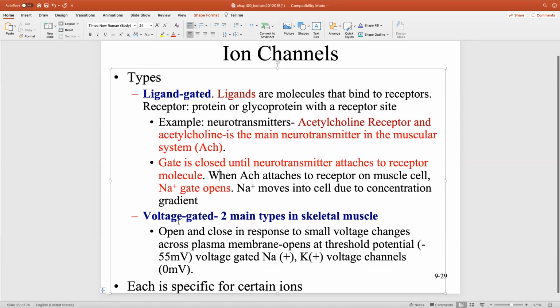The second type of channel that we're going to, well, actually the third type besides the leakage one, is a voltage gated channel. Voltage gated channels are going to be very similar to ligand, except they open and close in response to change in voltage. Meaning when the membrane potential is at -85, there's no change in the voltage. These channels don't open. They only open once you hit a set point.